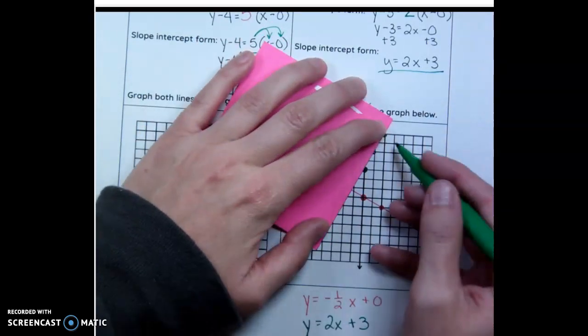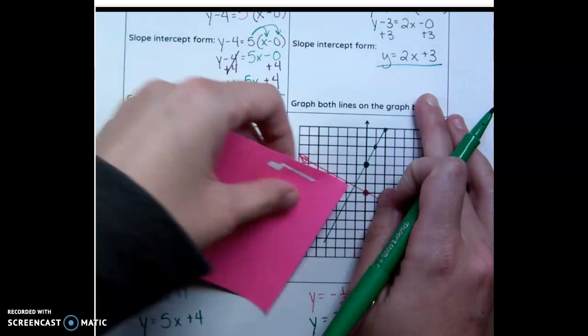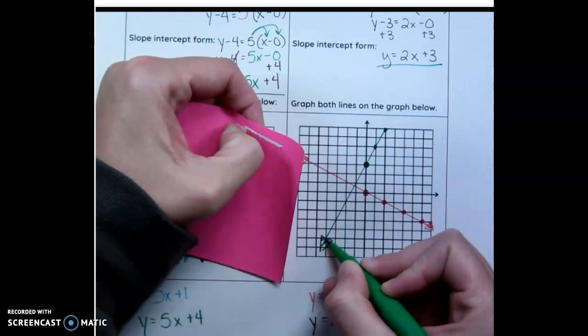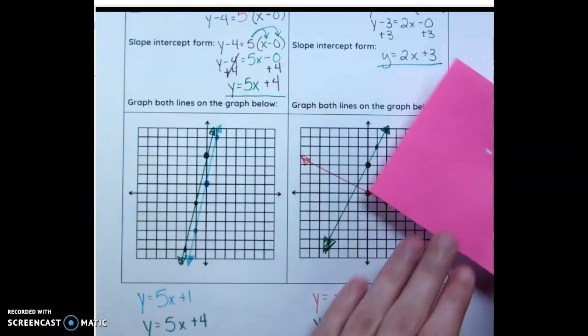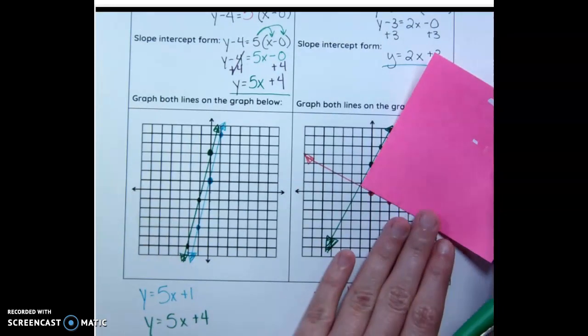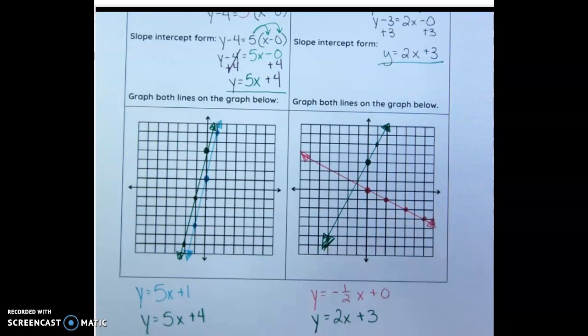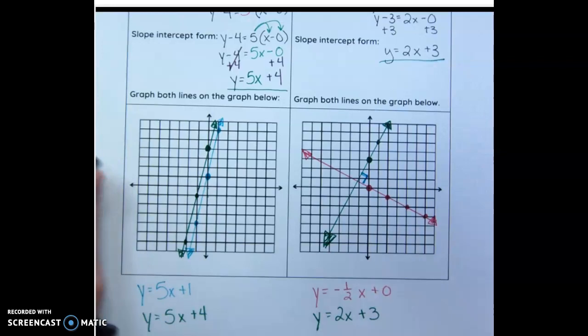Now, if I did this correctly, they will cross at exactly 90 degrees, which means it will cross at the edge of your paper. So let's check. See how it crosses right there? It looks like the corner of my sticky note. That means I did it correctly. Perpendicular means they have to cross at a right angle. So it's usually shown by a little square, just like that.